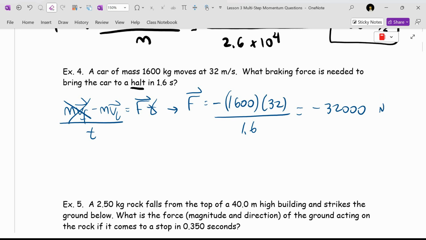What's the negative telling you? If the car is going forwards, the force must be backwards. If the car was traveling north, the force must be south. If the car was traveling west, the force must be east. Which makes sense. To slow a car down, you have to apply a force in the opposite direction that it's traveling.